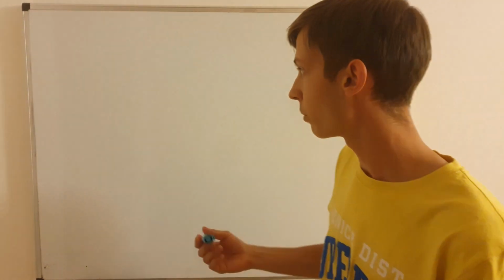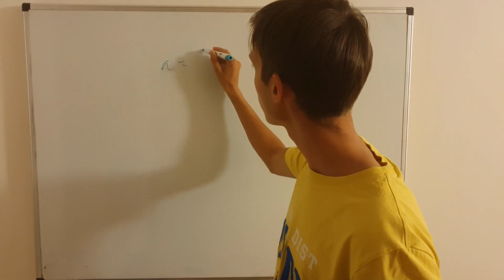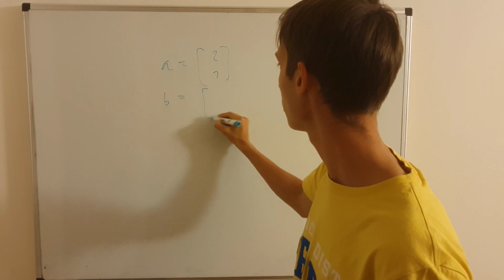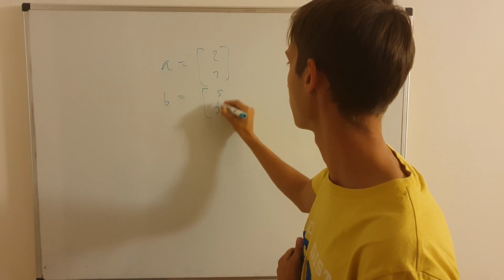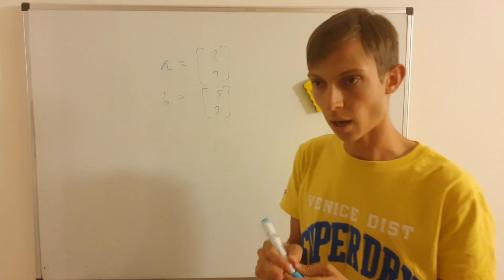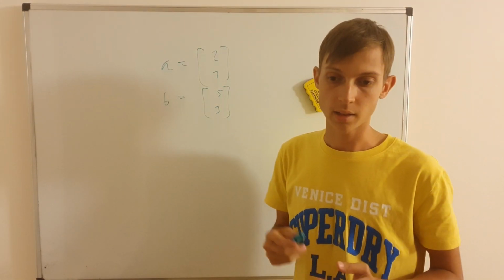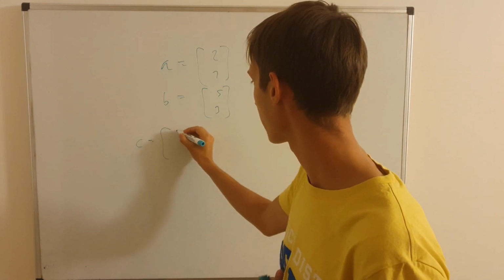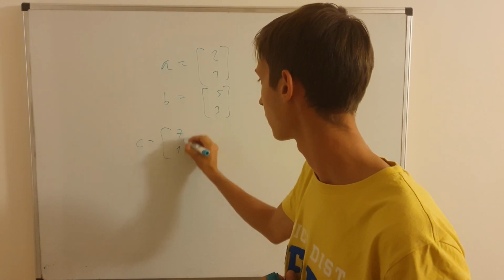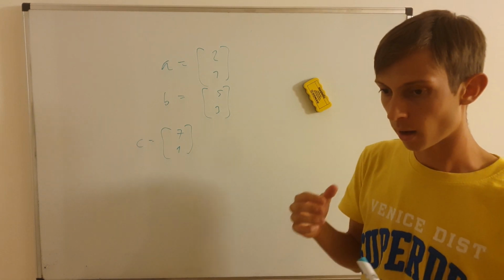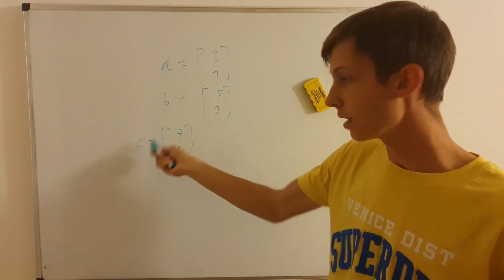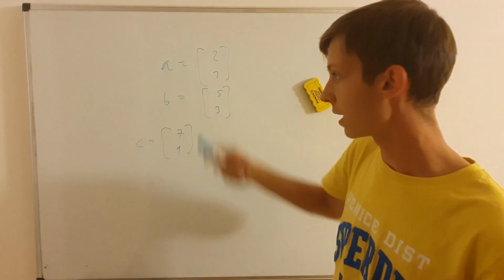Things. Let's consider some vectors. Let's say A equals (2, 1) and B equals (5, 3). And now let's consider the idea of the span. Let's say that we also have some vector C, and that vector is equal to (7, 1). Now, the question could be: is C in the span of A and B?